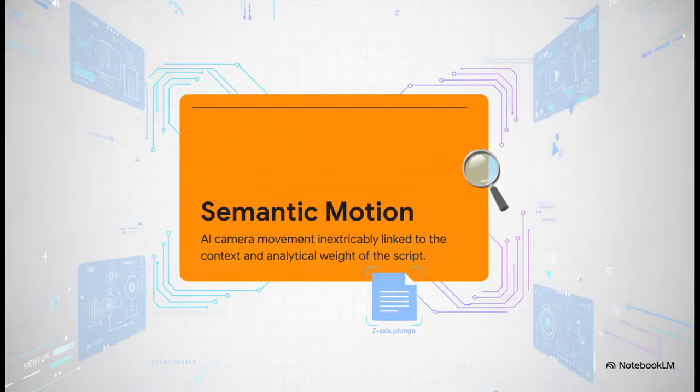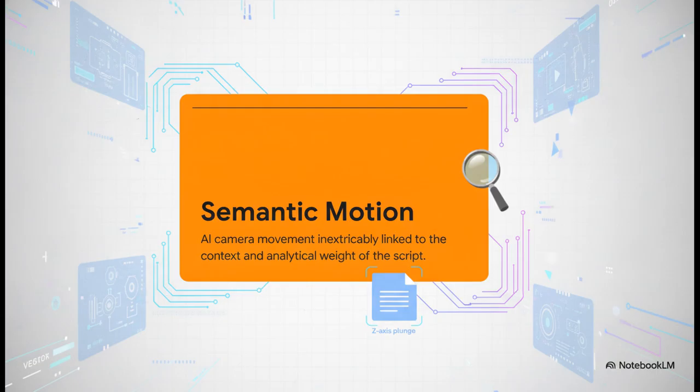And that perfectly brings us to semantic motion. Remember, camera movement must always have meaning. If the audio track is slowly unpacking a really complex definition, you do not want Veo 3 executing some fast, jarring pan. No way. Instead, you'd prompt for a Z-axis plunge, like a slow, creeping push-in on a document. This links the physical movement of the camera inextricably to the analytical weight of the script.